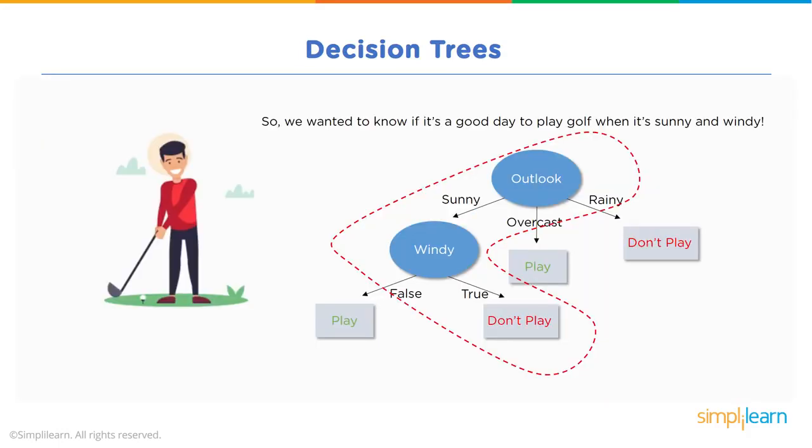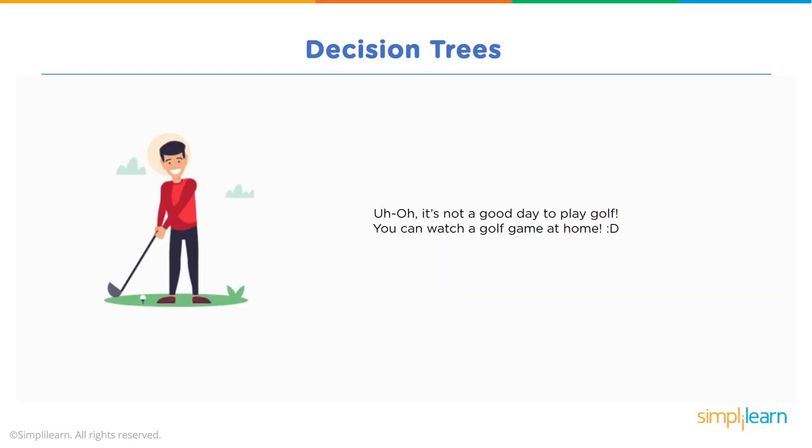So we want to know if it's a good day to play golf when it's sunny and windy. Remember the original question that came out? Tomorrow's weather report is sunny and windy. You can see by going down the tree, we go outlook sunny, windy. We're not going to play golf tomorrow. So our little smartwatch pops up and says, I'm sorry, tomorrow's not a good day for golf. It's going to be sunny and windy. And if you're a huge golf fan, you might go, uh-oh, it's not a good day to play golf. We can go in and watch a golf game at home. So we'll sit in front of the TV instead of being out playing golf in the wind.